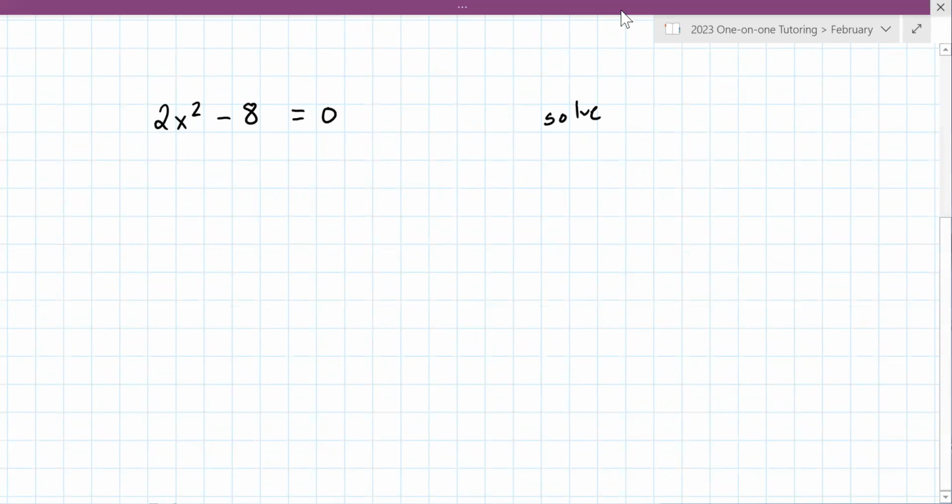Okay, so let's talk about another problem. Let's say it was something like 2x squared minus 8 equals 0, and I asked you to solve this. Can you tell me what you might do first to solve something like this? First I need to solve for. I need to.